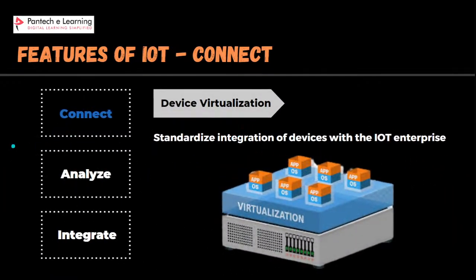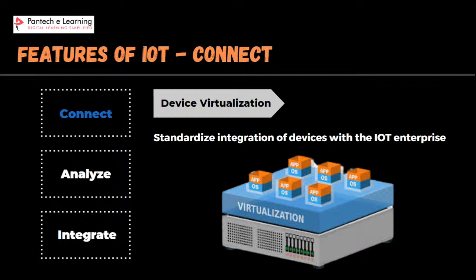Okay, so let's start with connect. The first stage of connect is device virtualization. What you need to do is standardize the integration of the device to the enterprise platform which is present on the cloud. It could be present on a cloud, it could be present on a server, and again it's all going to be connected through the internet. So I need to ensure that a certain level of standard is present on the device so that it can connect to my Internet of Things platform.